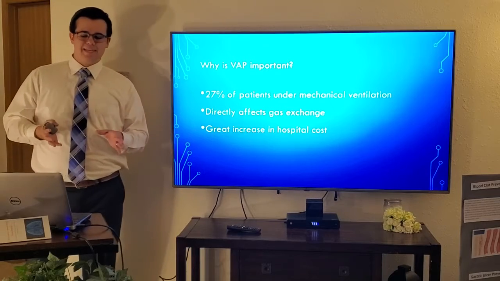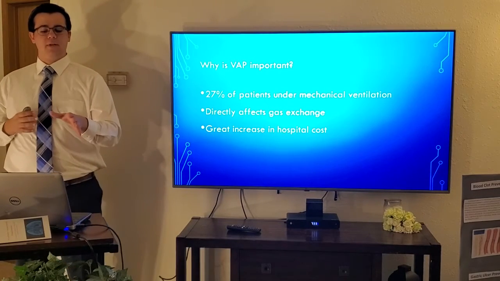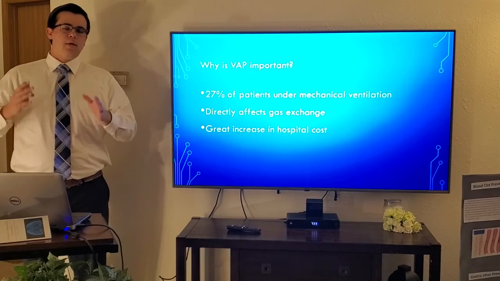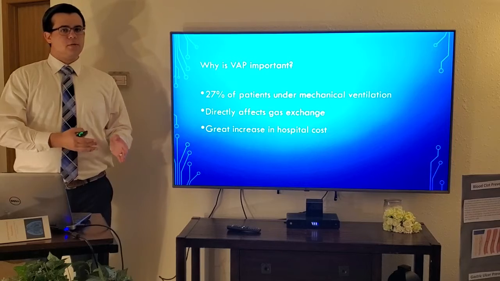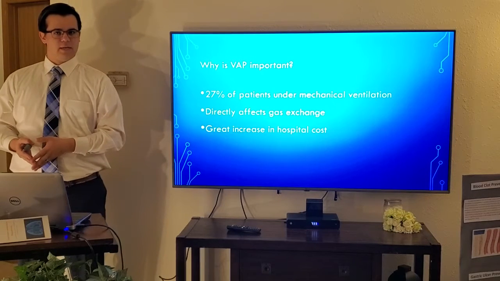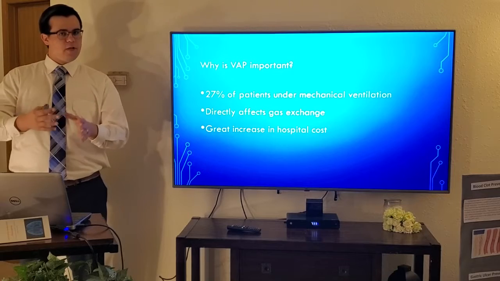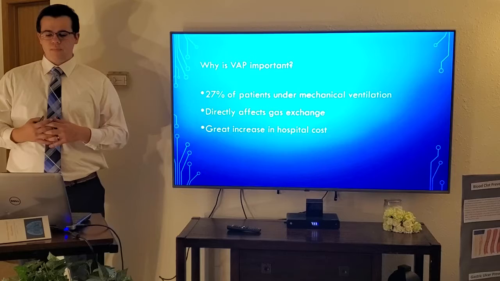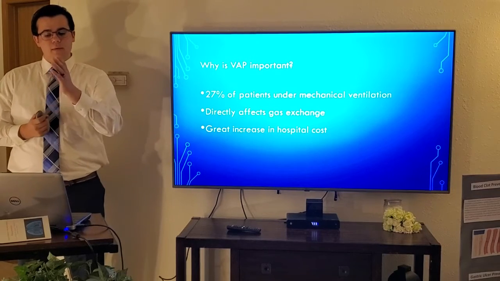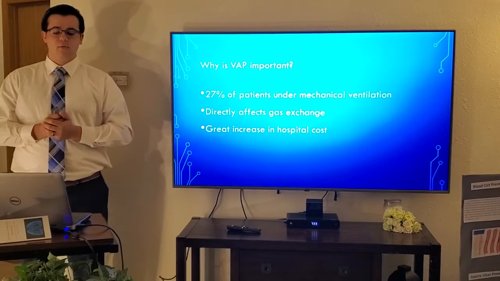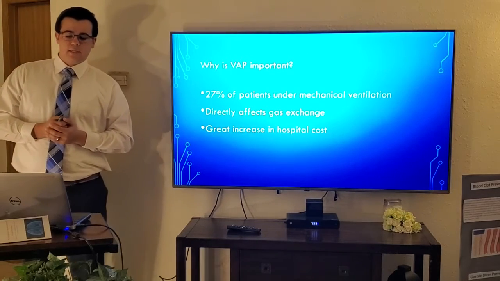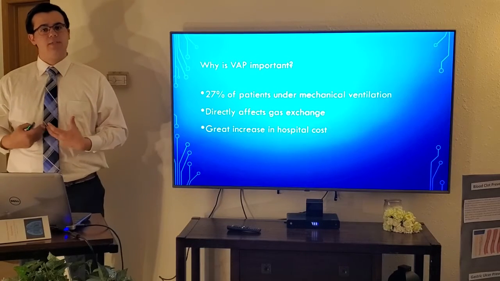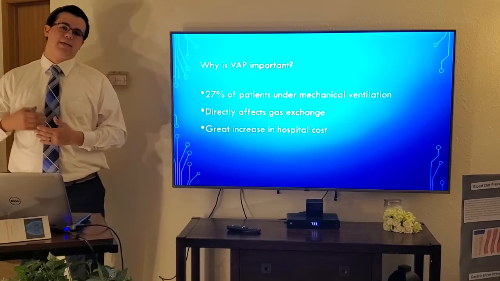Statistically, 27% of patients under mechanical ventilation struggle with the diagnosis of VAP. That's 1 in 4 people that undergo mechanical ventilation in the intensive care setting who develop ventilator-associated pneumonia in their lungs. The clinical presence of VAP directly raises the mortality rates in intensive care patients, because of how it attacks the lungs and decreases the amount of oxygen that can actually get to the body.